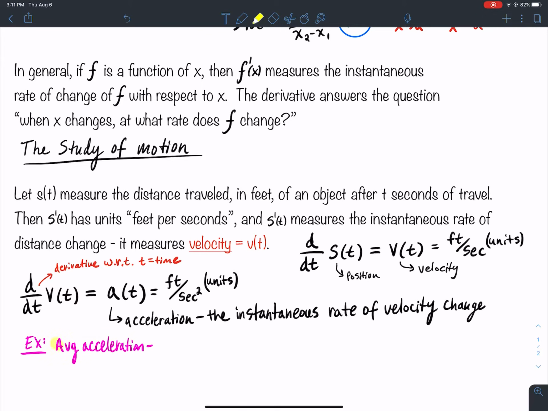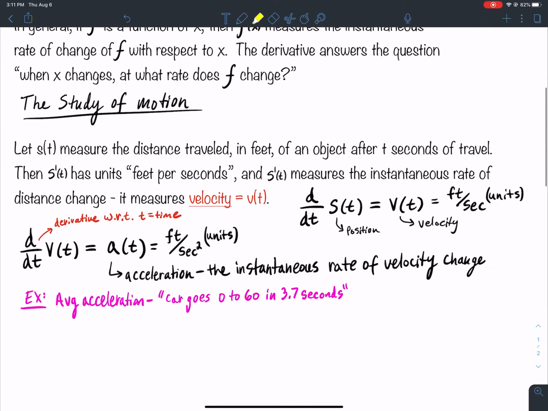All right, average acceleration. This would be like if I had the sentence, a car goes from 0 to 60, it changes speed from 0 miles per hour to 60 miles per hour in 3.7 seconds. Not bad, right? That would be the average acceleration. The change in your velocity is the acceleration. So how fast is your speed increasing, or how fast is your speed decreasing, depending on whether you're slamming on the brakes or slamming on the gas?